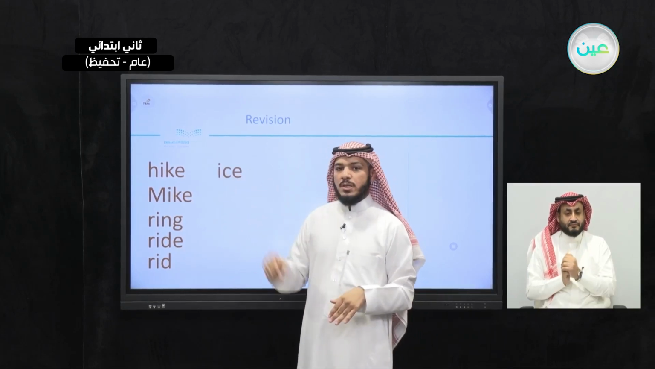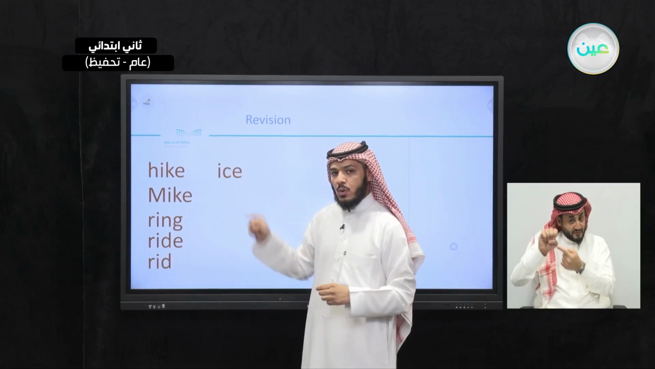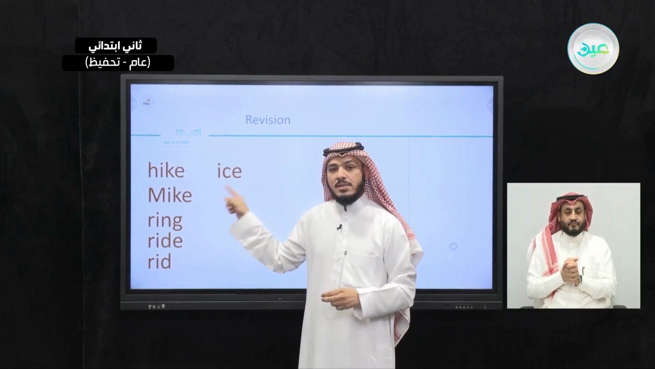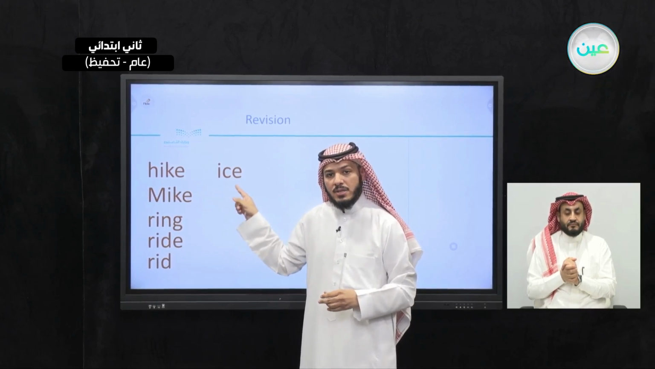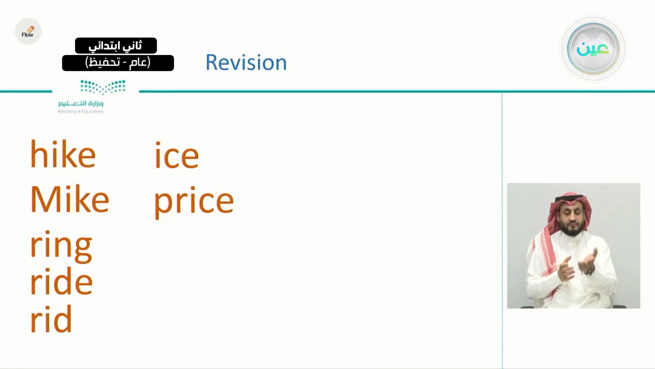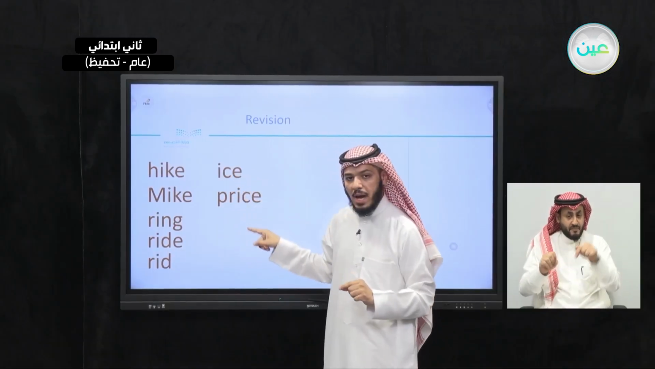What about this small word? Yes, we have I, letter E. So it will be ice. Okay, so I, letter E. Okay, what about this word? We have I, letter E. So it will be P. Yes, that's right. Price. So price, ice.